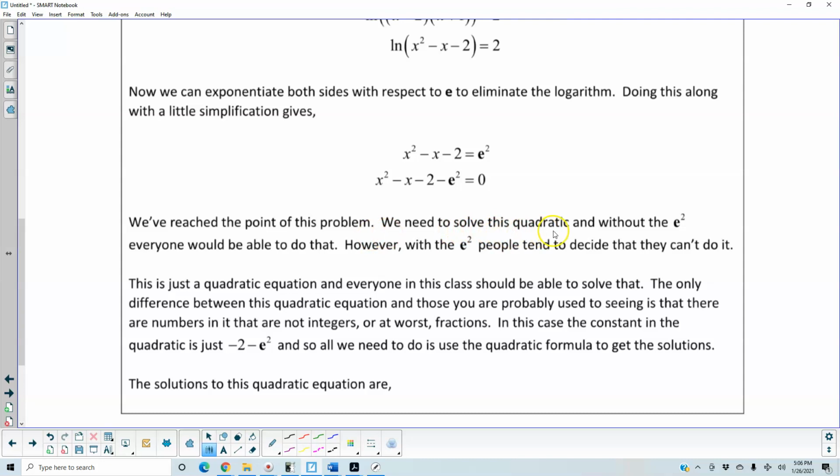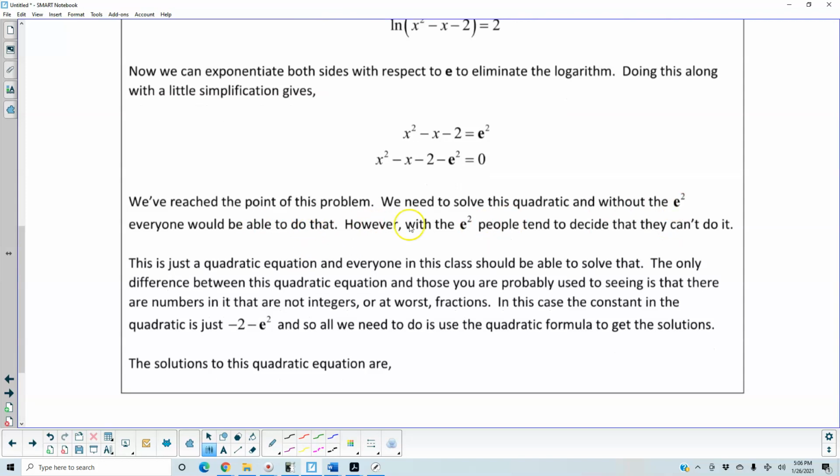We need to solve this quadratic, and without the e², everyone would be able to do that. However, with the e², people tend to decide that they can't do it. This is just a quadratic equation, and everyone in this class should be able to solve that. The only difference between this quadratic equation and those you are probably used to seeing is that there are numbers in it that are not integers, or at worst, fractions. In this case, the constant in the quadratic is -2 - e². And so all we need to do is use the quadratic formula to get the solutions.